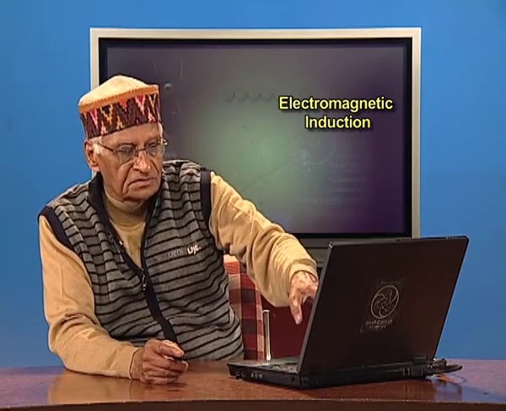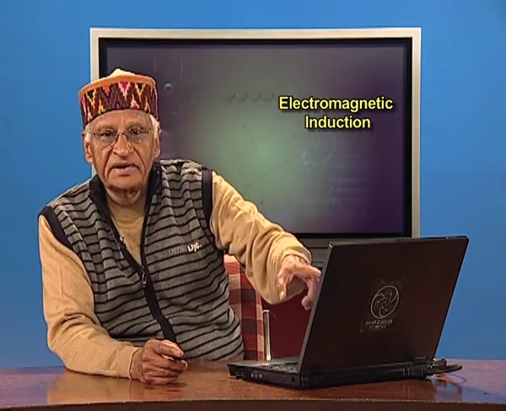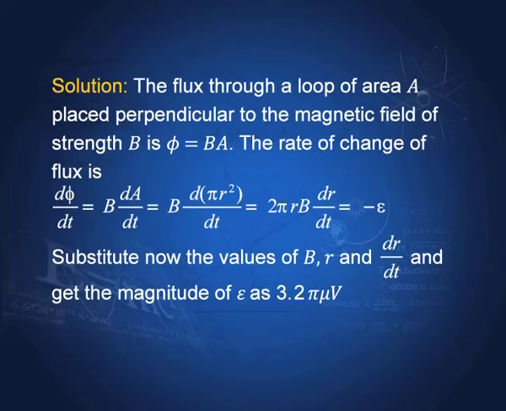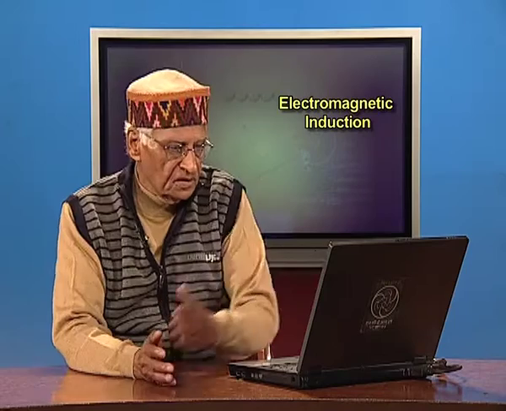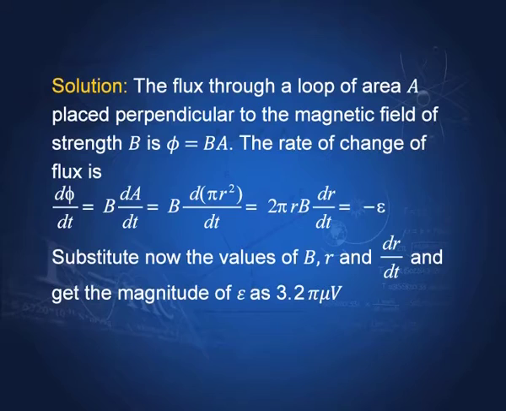So, it is B times d by dt of pi r squared, which is 2 pi r B into dr by dt, and that is equal to the magnitude of the induced EMF. So, we will substitute the values. Dr by dt, we are given the rate at which it is shrinking, 2 millimeter per second. We are given r equal to 2 centimeters.